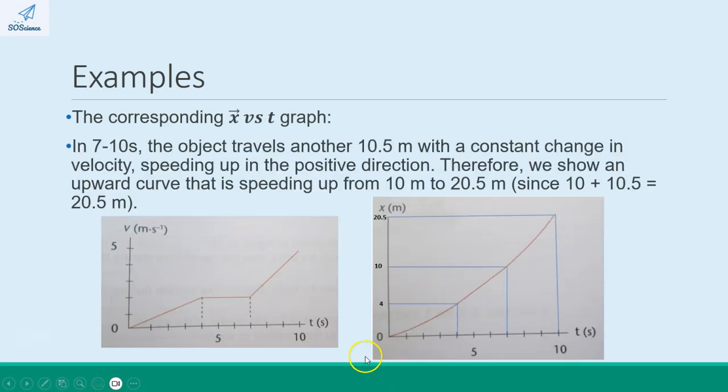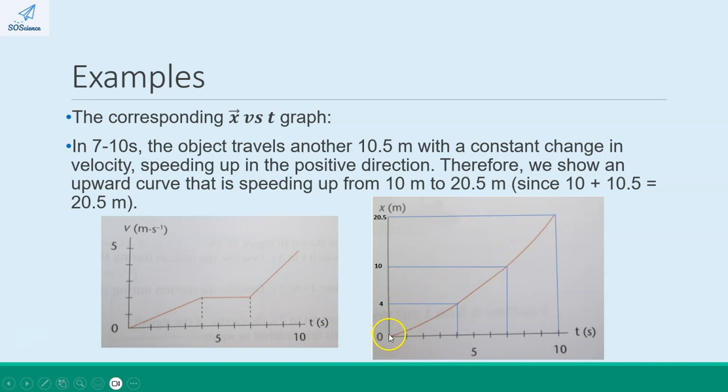And finally, from 7 to 10 seconds, we calculated that the displacement covered here is 10.5 meters. Now we're already 10 meters away from the origin. So 10 plus 10.5 takes us to 20.5. And during that time interval, which is 7 to 10 seconds, we have a constant change in velocity, which means a constant acceleration, which means a curved xt graph.